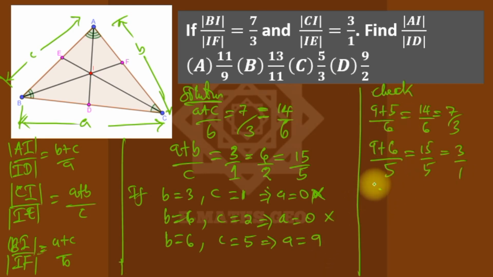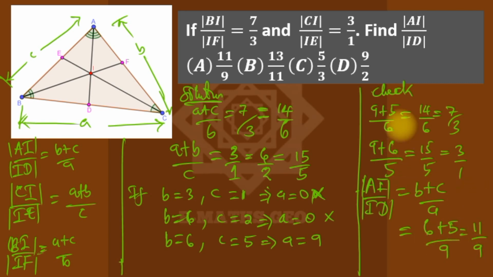We are looking for AI over ID. Therefore, our final answer is b plus c over a, where b is 6, c is 5, and a is 9. So I have 11 over 9. So our answer is option A. That's the correct answer. So we did a lot of trial and error, but that's what we should do.